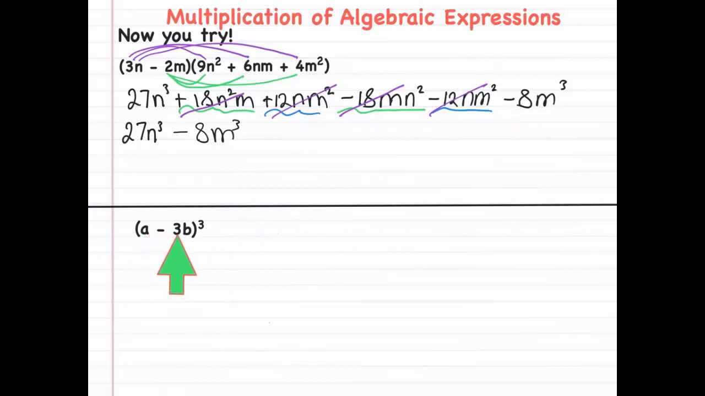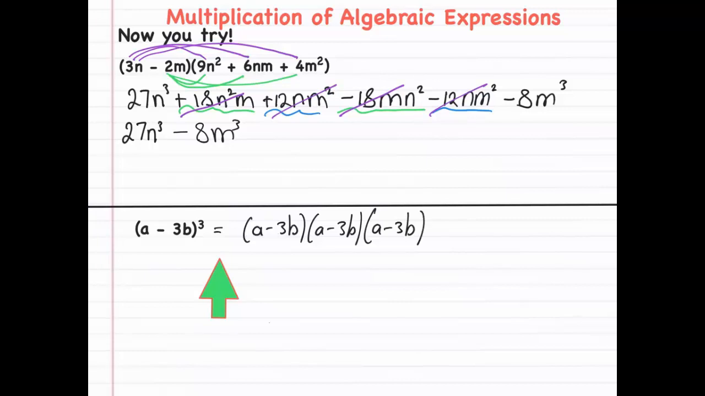Now, this is a minus 3b in brackets cubed, okay, to the power of 3. So basically, this means a minus 3b, a minus 3b, and a minus 3b. Okay, so first we are going to start off by multiplying the first two brackets, a binomial with a binomial. So it's a product of two binomials. And don't forget about that third one.